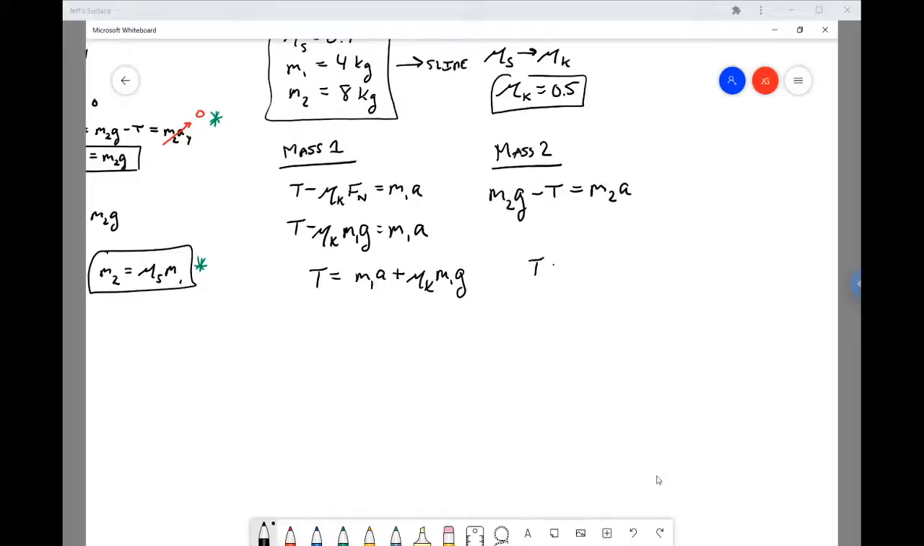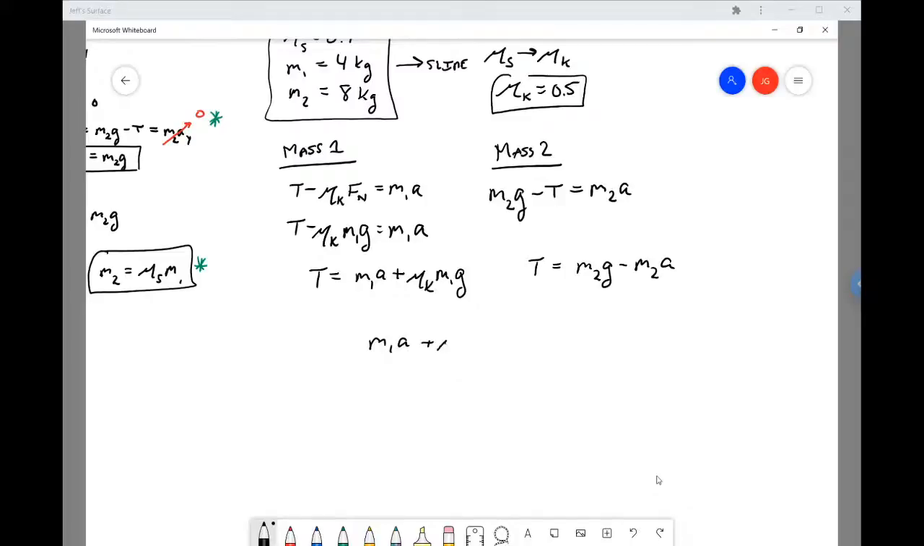And for mass 2, I gotta rearrange things here a little bit, and I'll move the minus sign around, so T is without a minus sign. So for mass 2, what is the tension? Well, it's less than the weight because it's accelerating downward. So it's whatever the weight is minus the net force, m2 times a. And then we can set them equal to one another.